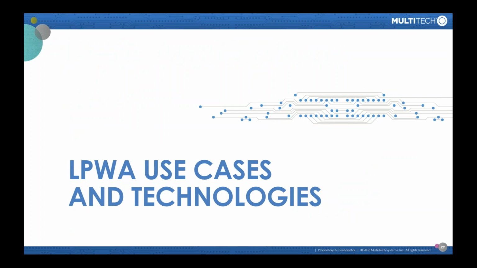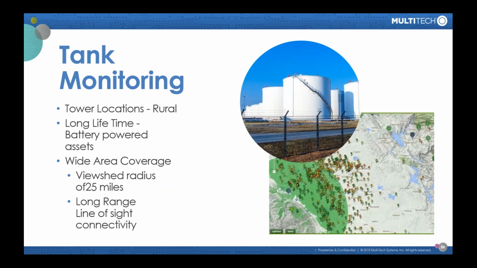I promised you we'd have a little bit of a use case quiz, and that's what this is about. So here's the first one. We've got a scenario with tank monitoring. So first of all, these are in rural locations. These assets, they're battery powered, so they need to last a very, very long time. So they need extremely high power efficiency or very, very low power consumption. Very wide area and long range line of sight. So the question would be then, what kind of technology between the licensed and unlicensed is best?